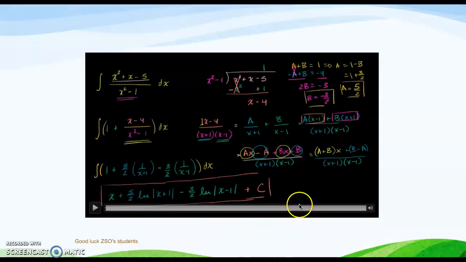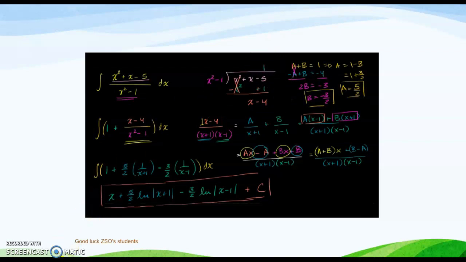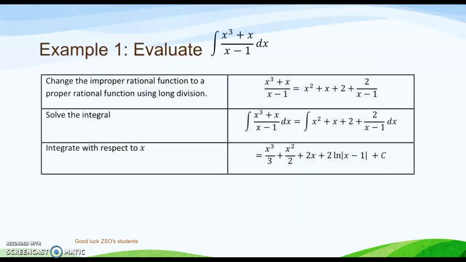Okay, so this is the example. So you can see here, this is long division. You already know what long division is. Try to evaluate the following. So this is the example when we have x cubed plus x over x minus 1. So you can use long division. You divide and then you get x squared plus x plus 2 plus 2 over x minus 1. So then you can solve it, to be x cubed over 3 plus x squared over 2 plus 2x plus 2 ln of x minus 1 plus c. Okay?